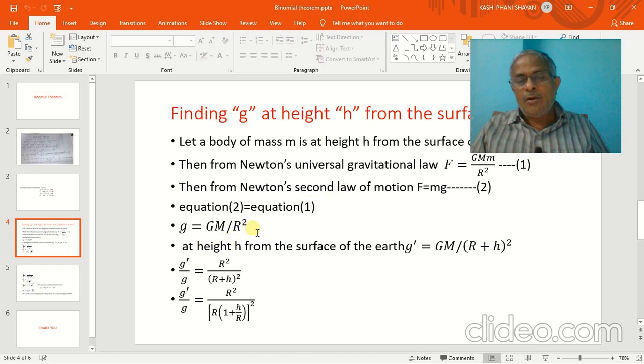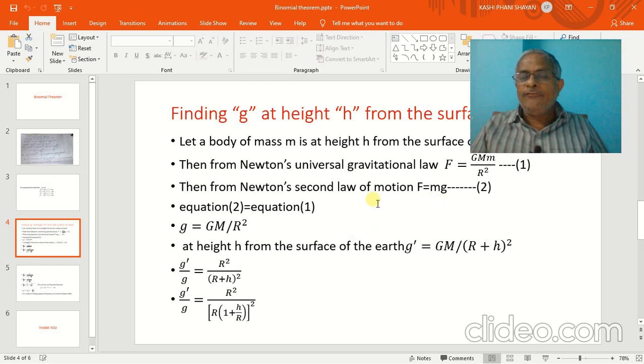In the previous class you derived it, but for your understanding I am once again repeating. Say, let a body of mass m be at height h from the surface of the earth. Then we can apply Newton's universal gravitational law to find capital F, the force of attraction. Force of attraction will be equal to GMm by R square near the surface of the earth. Then from Newton's second law of motion, F is equal to ma. In place of a you have to put g, so F is equal to mg.